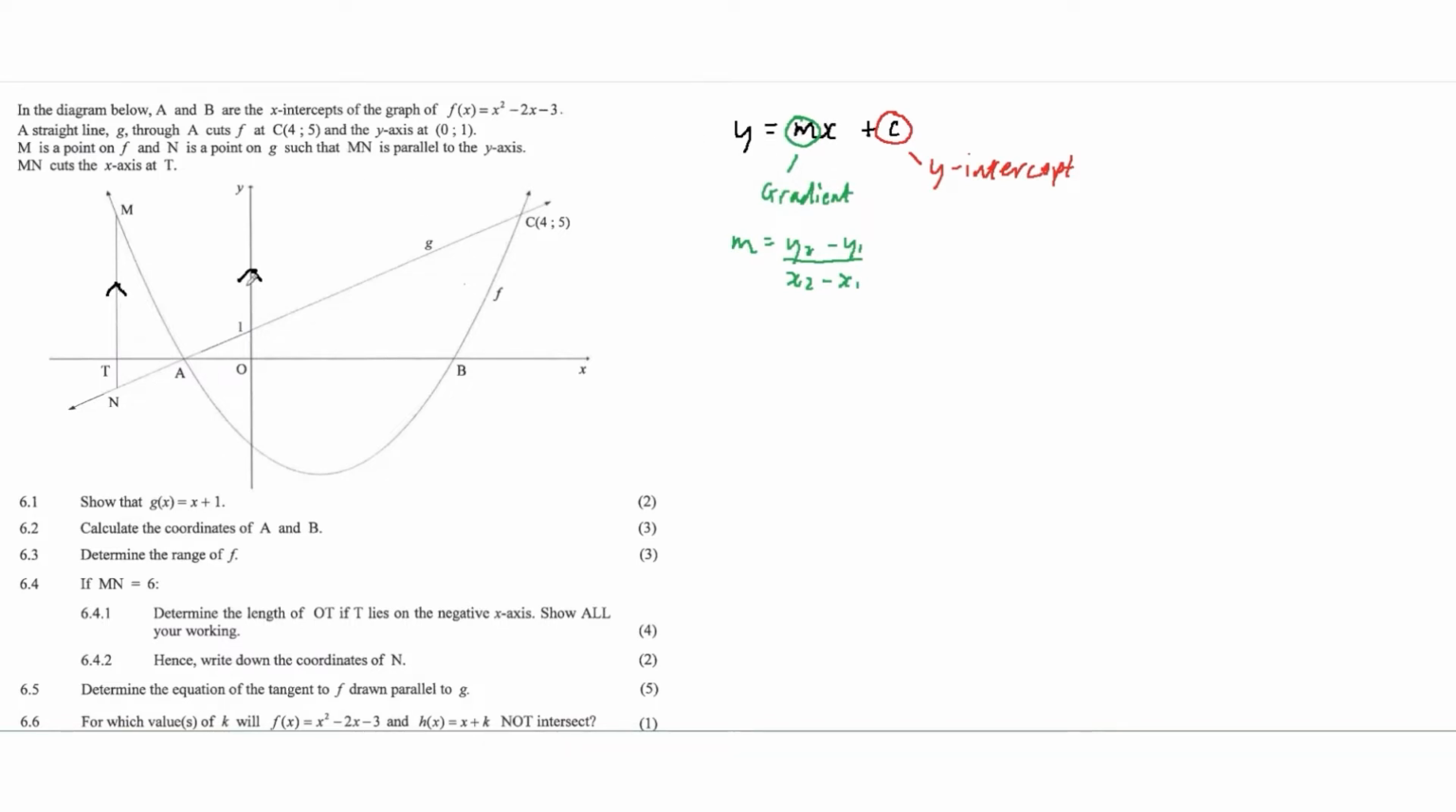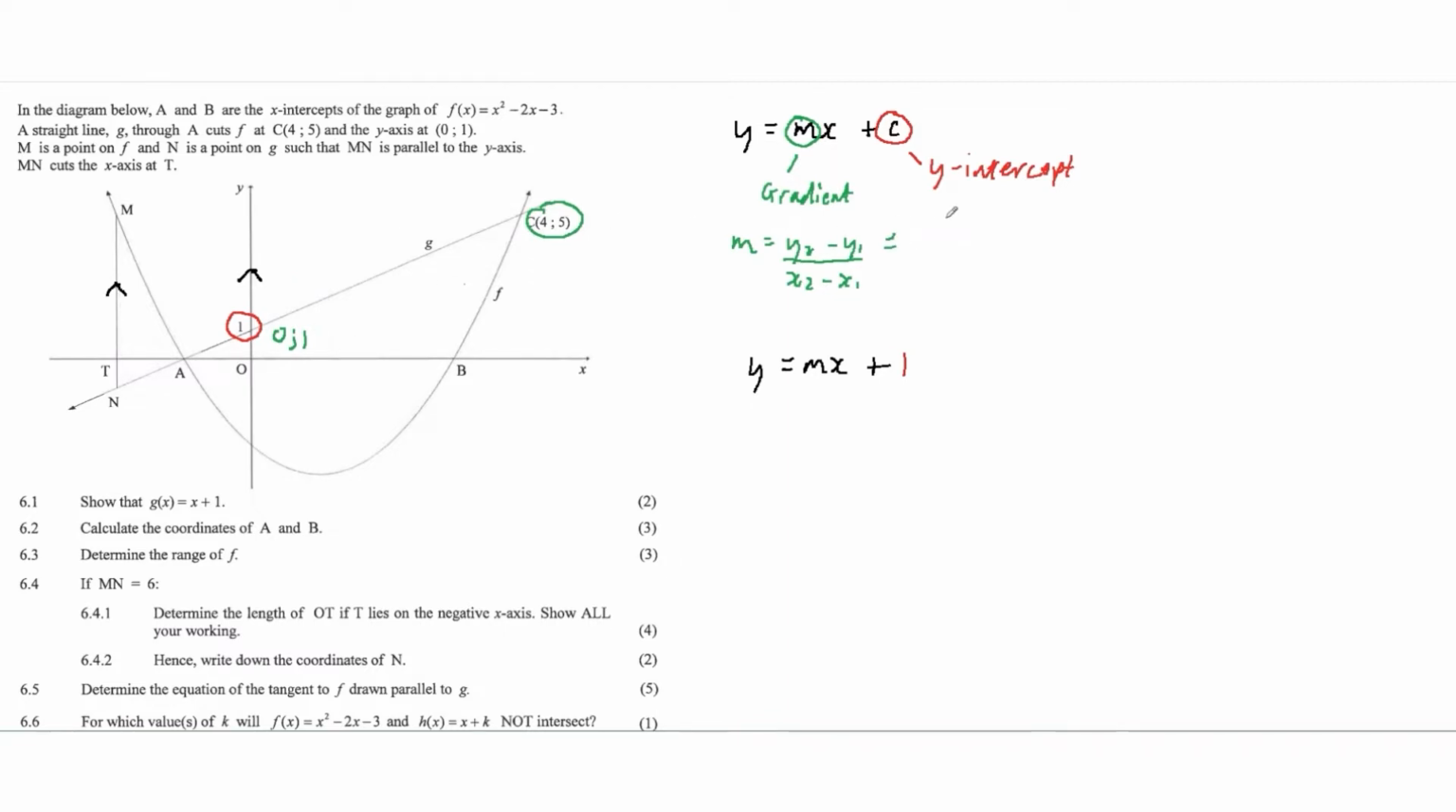Now if we look here, we know that our y-intercept is 1. So straight away we know what our c value is. That's going to be 1. So we know that y equals mx plus 1. Now, to work out our m value, there's two different ways we can do it here. We can either use our formula, because we know the coordinates of two separate points on our graph. We know these coordinates here, and we know these coordinates here, which are (0, 1). So we can substitute those coordinates into our formula.